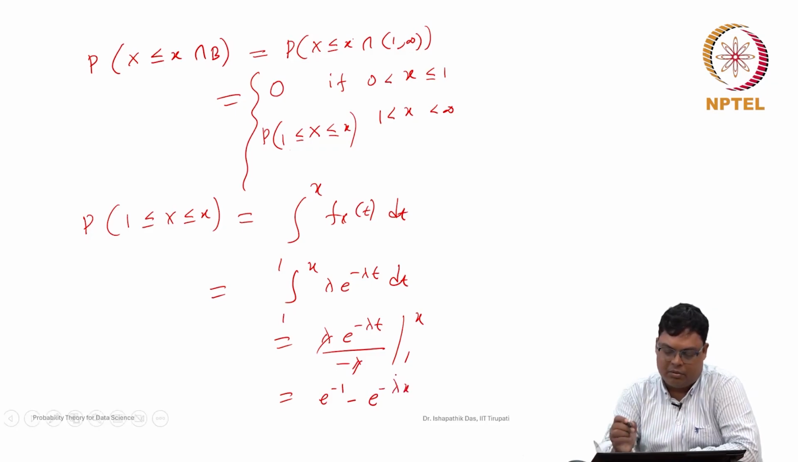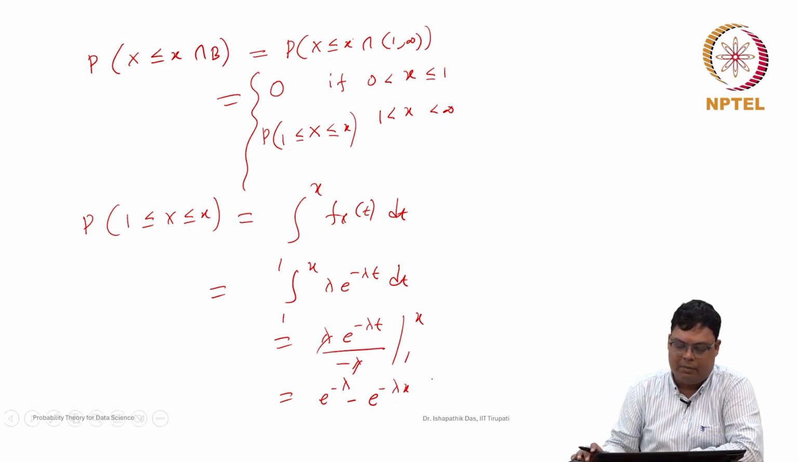So, I think it is not just that, because there is a lambda here. So, it is lambda t, lambda into 1. So, this is e to the power of minus lambda minus e to the power of minus lambda x. So, I think it is fine now. So, this is the probability.